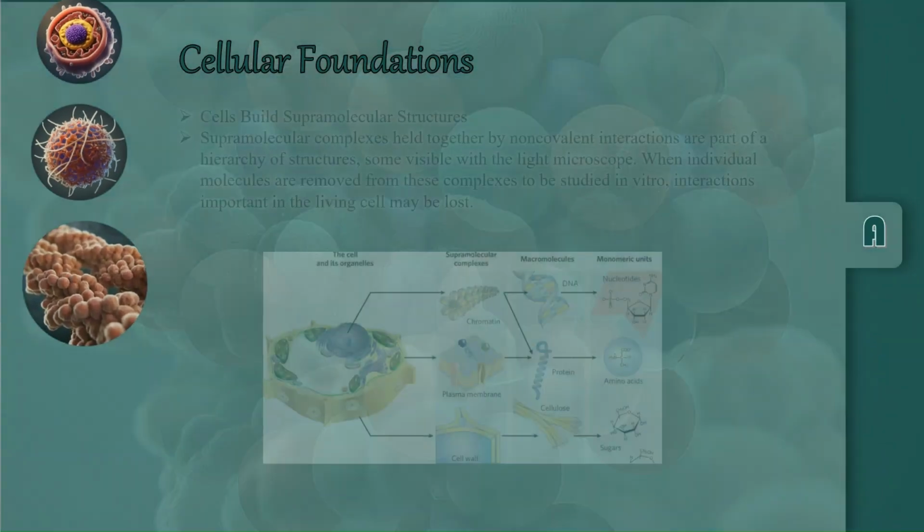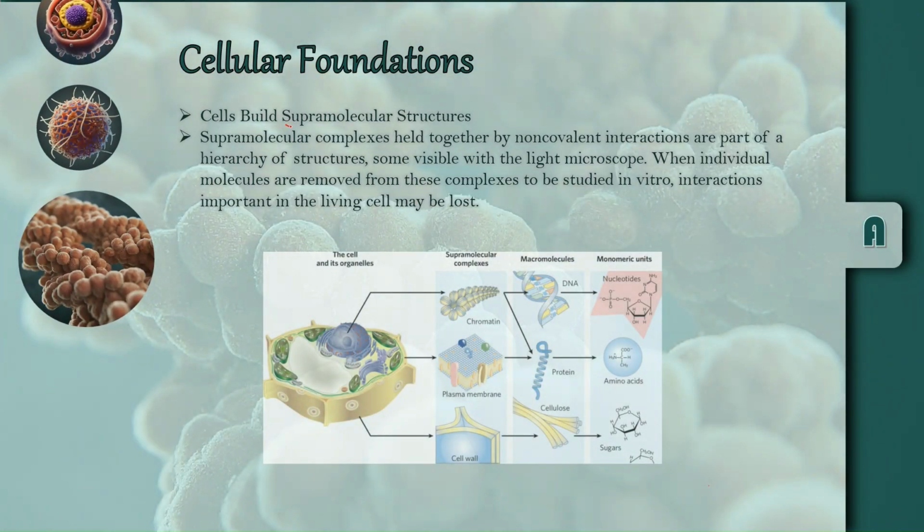Cells build supramolecular structures. Macromolecules and their monomeric subunits differ greatly in size. For example, alanine, which is an amino acid, is less than 0.5 nanometer long. However, a molecule of hemoglobin, which consists of nearly 600 amino acid subunits, folds into a globular structure 5.5 nanometers in diameter. The monomeric subunits of proteins, nucleic acids, and polysaccharides are joined by covalent bonds.